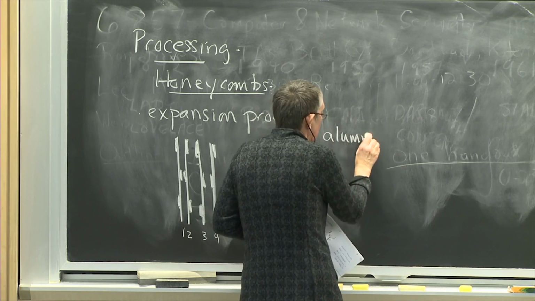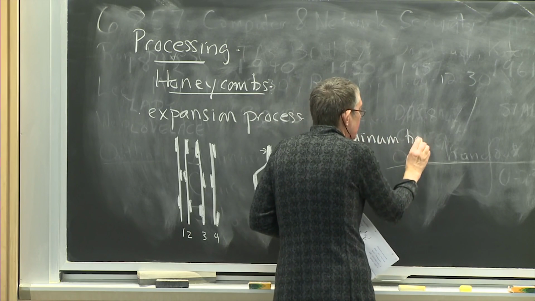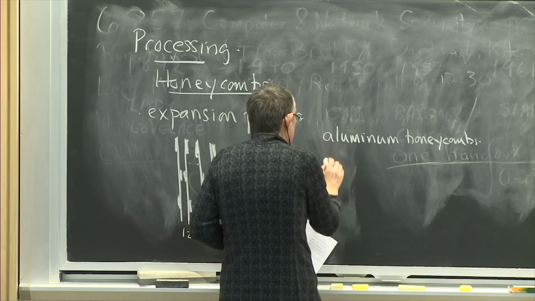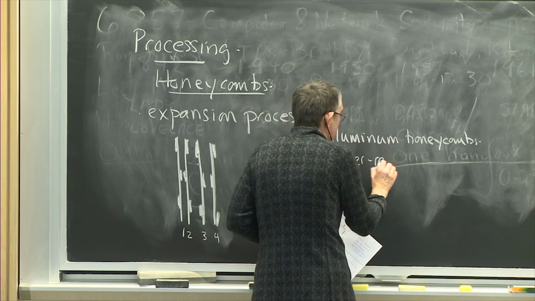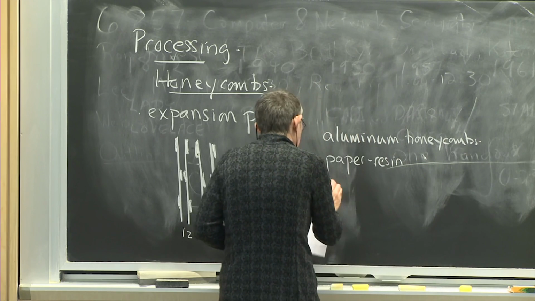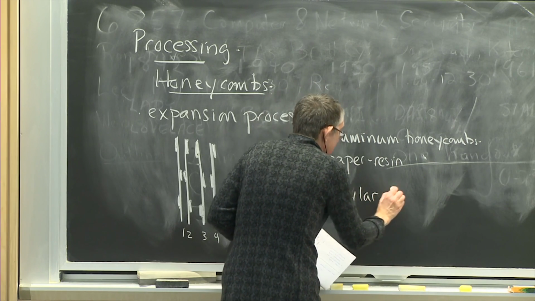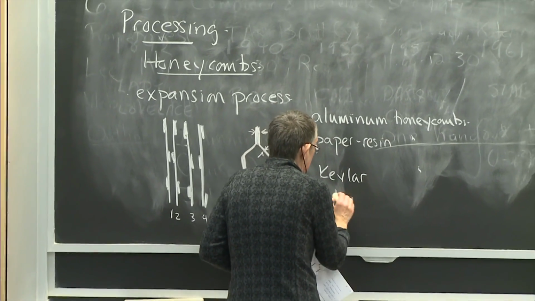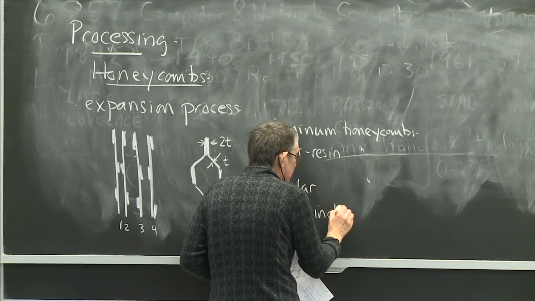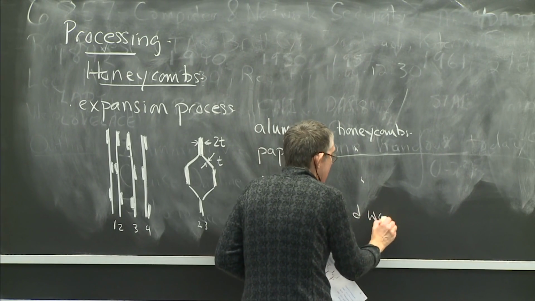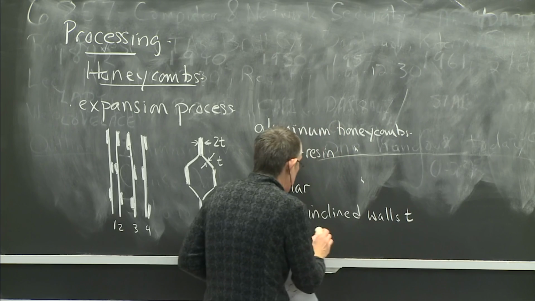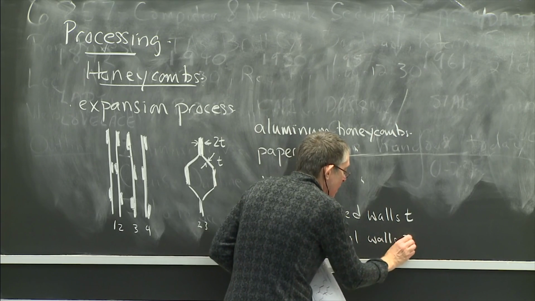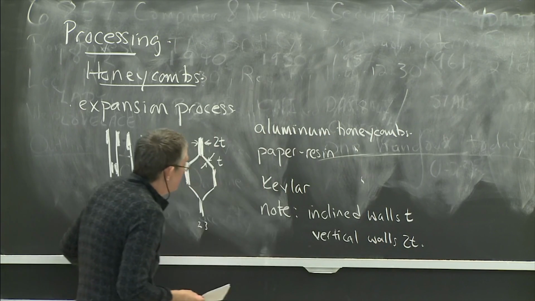And this process is used for aluminum honeycombs, for paper resin honeycombs, for Kevlar honeycombs. And I'll just note that the inclined walls have a thickness T and the vertical walls are 2T. Okay, so that's the expansion process.